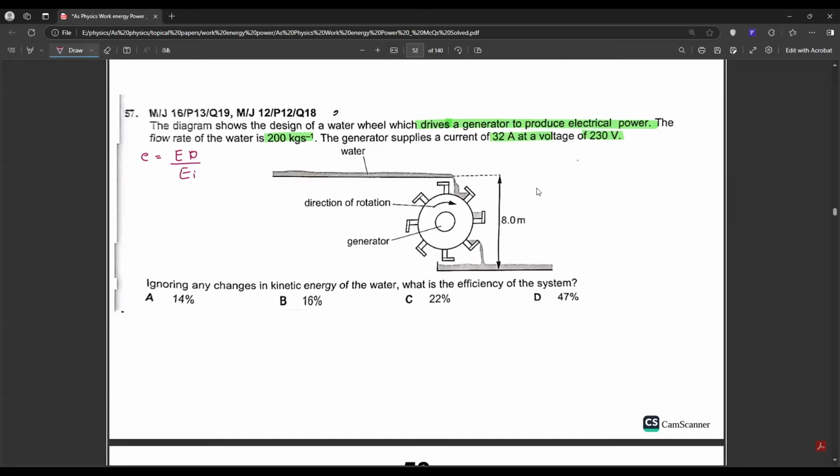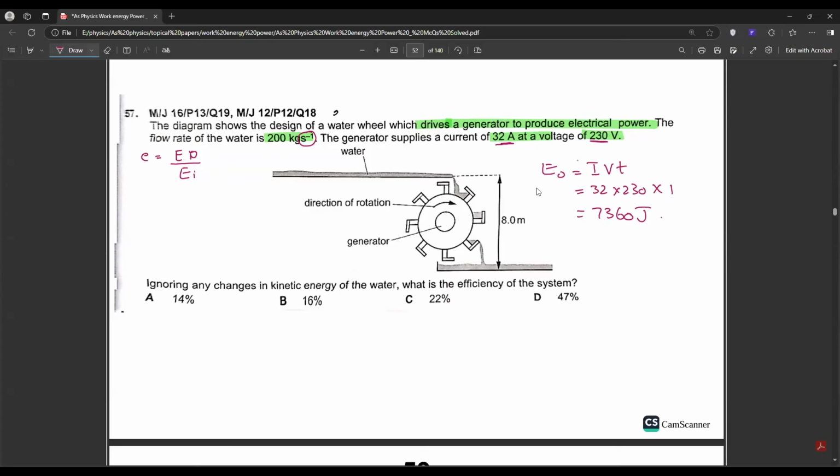Perfect. You can easily calculate the energy output. How? You are given the current and the voltage. Energy output will be equal to what? Current into voltage into time. Current is 32, voltage is 230, time is 1 second. How do I know that? Because we are talking about per unit mass, 200. 32 into 230. This comes out to be what? 7360 joules is your energy output.